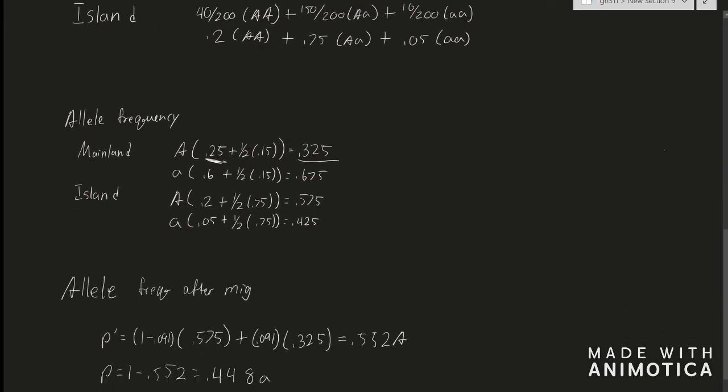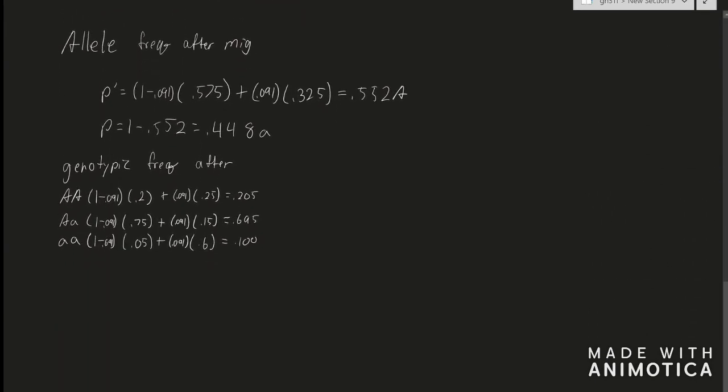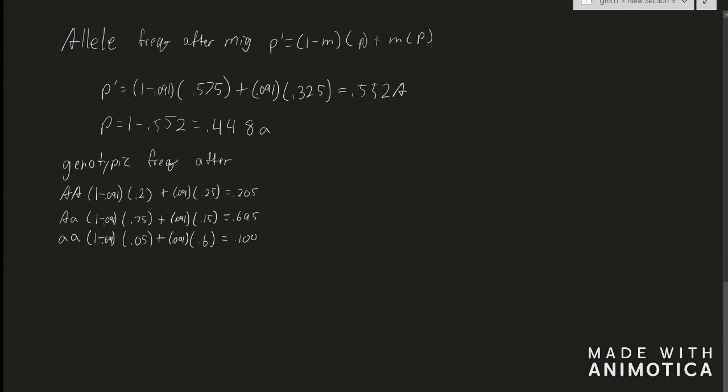Now we need to find what the allelic and genotypic frequency changes are after the migration. To get the allele frequency after migration, you use the formula P prime equals 1 minus the M constant times the allele frequency of the island population plus the M constant times the allele frequency of the mainland population. Once you plug all of that in, you'll get the allele frequency for the population after the migration has occurred. And to get the other allele, you just take 1 minus this constant, and you will get the little a allele.